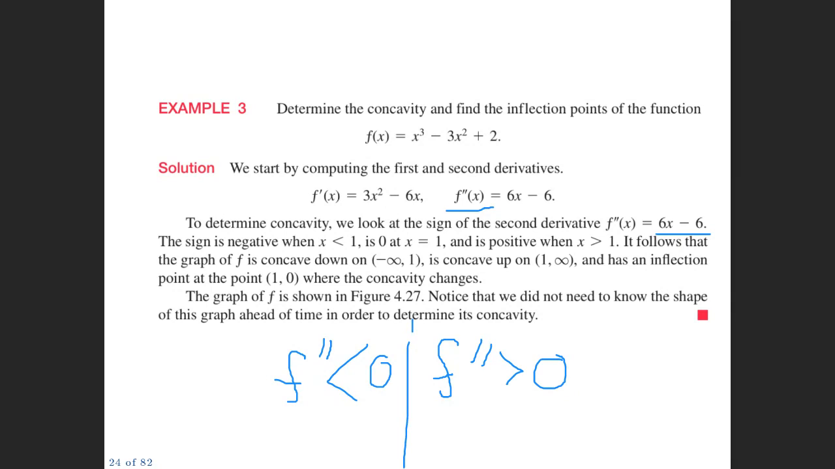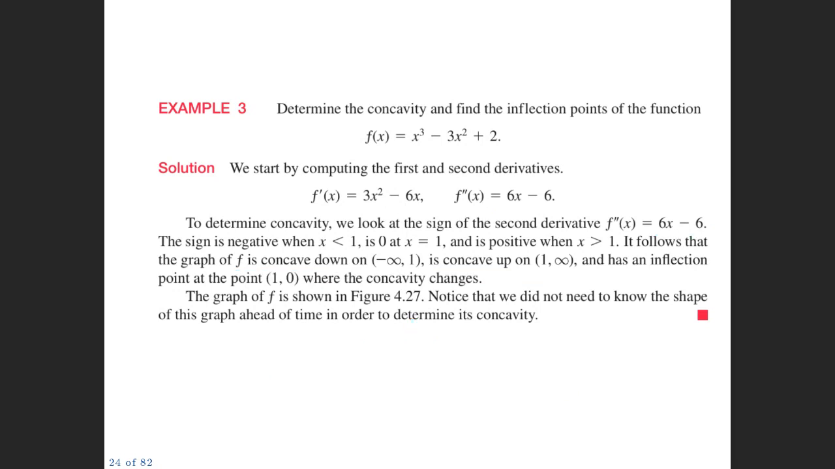As the question says, concave down between minus infinity and 1, and concave up between 1 and infinity. The concavity is changing when x is equal to 1, so we have a point of inflection when x is equal to 1. Put 1 into f of 1. That's 1 cubed, 1 minus 3 plus 2. 1 minus 3 plus 2 is 0. So we have the point on the graph (1, 0) where the concavity changes.